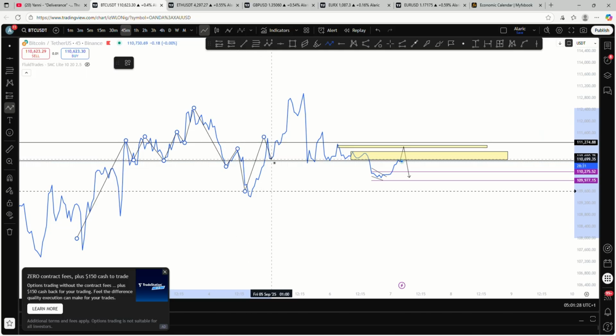Came back again, retraced to the same zones and pump. Then came back again to that zone and had a range, and that range is liquidity. So after having the range, it's dumped. You understand? So we saw this market before here. So how did we now sell it?